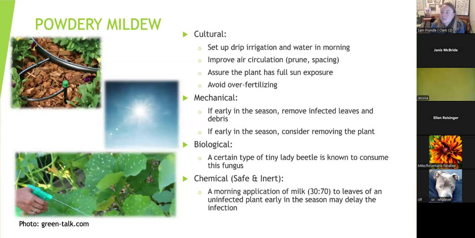There is a safe and inert application, a morning application of milk. So you do a third milk to two thirds water. You apply that to the leaves of an uninfected plant. So this is only a preventative measure early in the season, and this might delay the infection of powdery mildew.